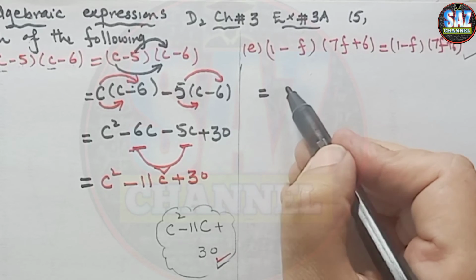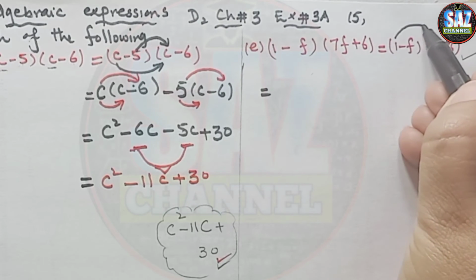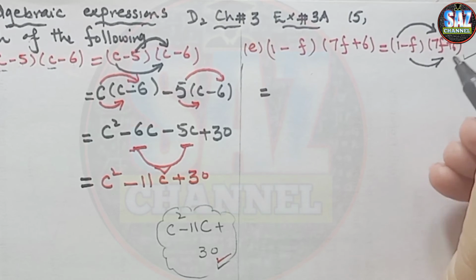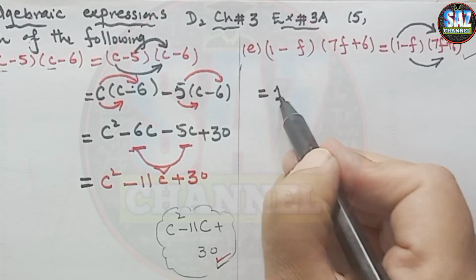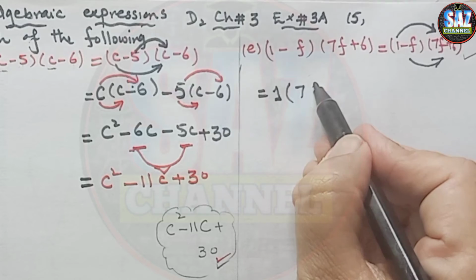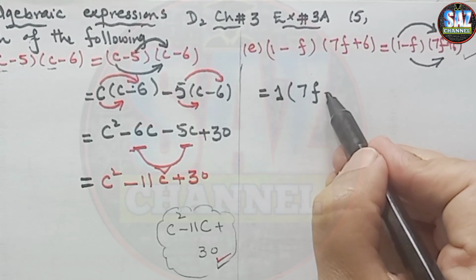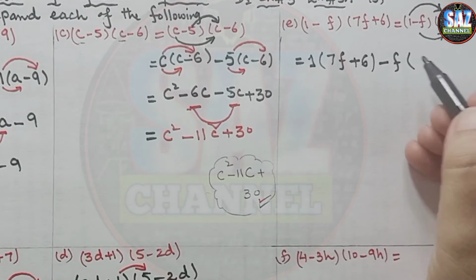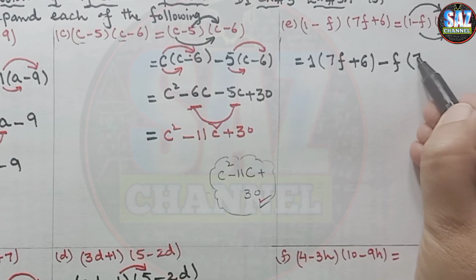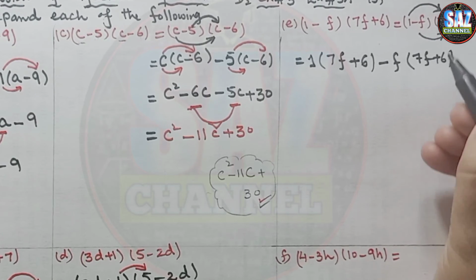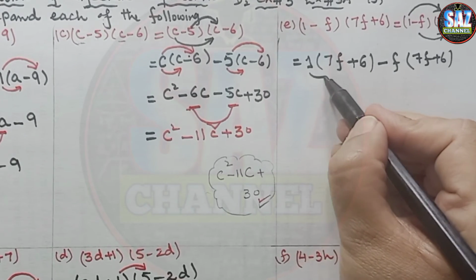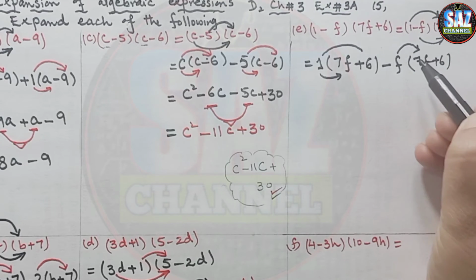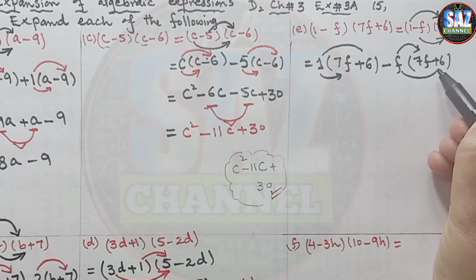Okay, so the question will take the form that I have to take 1 and multiply with every term of the second bracket, and same for the second term. The first term of the first bracket is 1, and that has to be multiplied by the second whole bracket. The second bracket has to be taken as a package, and then minus f into 7f plus 6, and now again apply distributive property carefully. Then multiply this f with every term inside the second bracket.